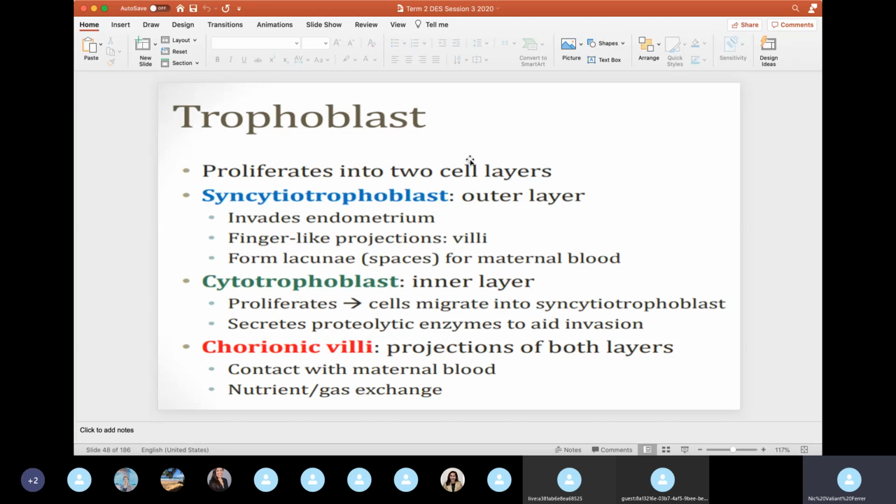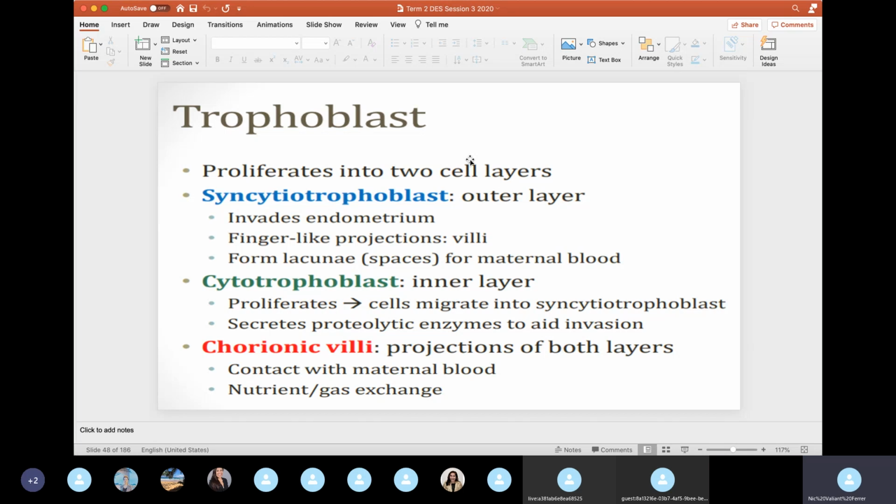What's the function of a chorionic villi? For nutrient gas exchange. Summarize, trophoblast, it develops into 2 layers. What are they? Syncytial trophoblast, outer layer. What's the function? Invades endometrium. It projects villi. It forms lacunae or spaces for your maternal blood. There's an inner layer. What is that? Cytotrophoblast. It proliferates. It aids in cell migration into the syncytial trophoblast. What does it do? It secretes proteolytic enzymes to aid in the invasion of your decidua.